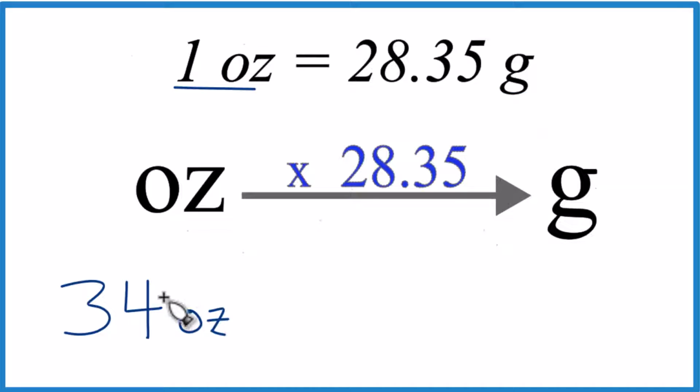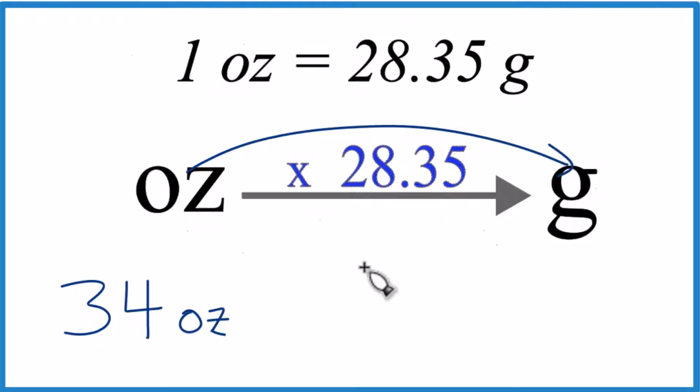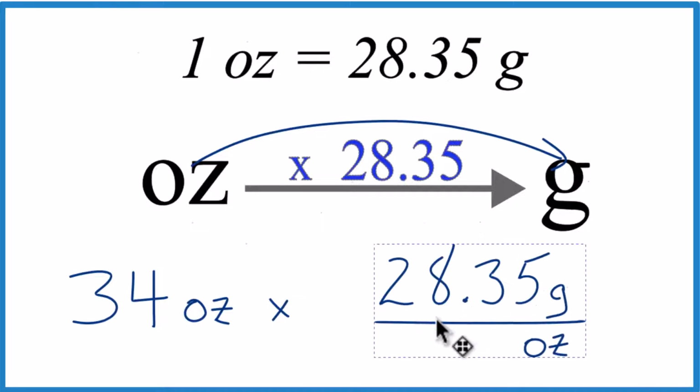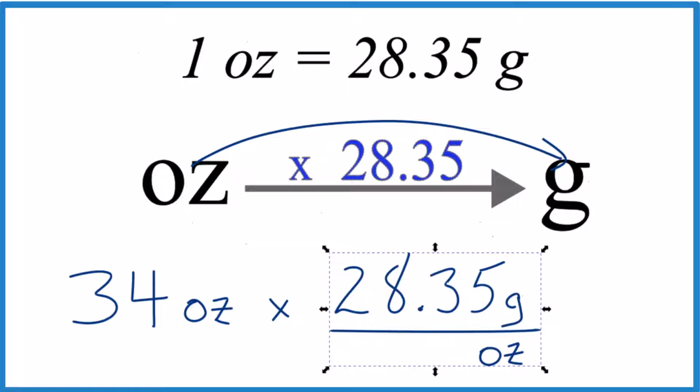So when we're going from ounces to grams, we need to know the conversion factor. Here we have 34 ounces and we're going to grams. We multiply by that 28.35 number, like this. And note that it's 28.35 grams per ounce. There are 28.35 grams in 1 ounce. So that's the conversion factor.